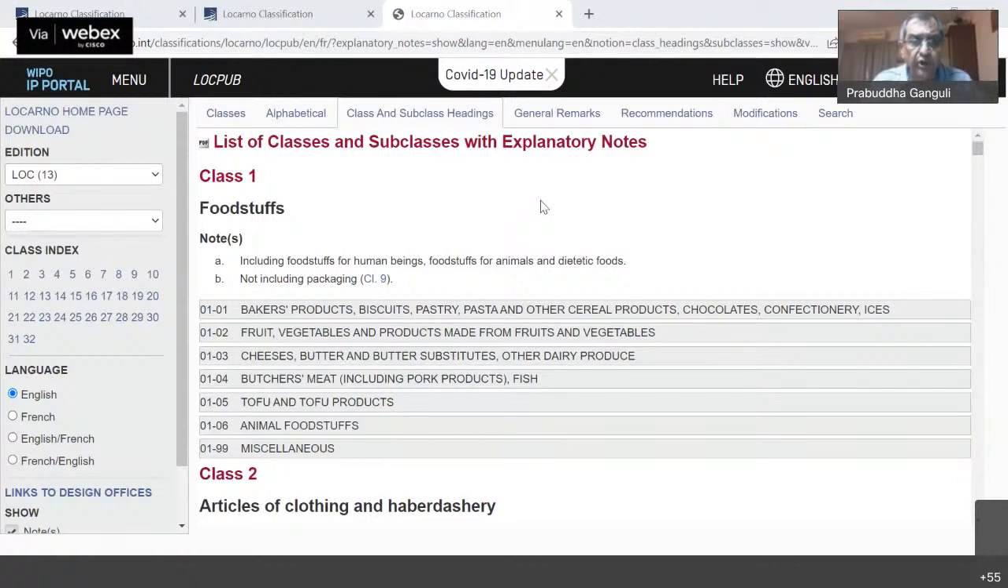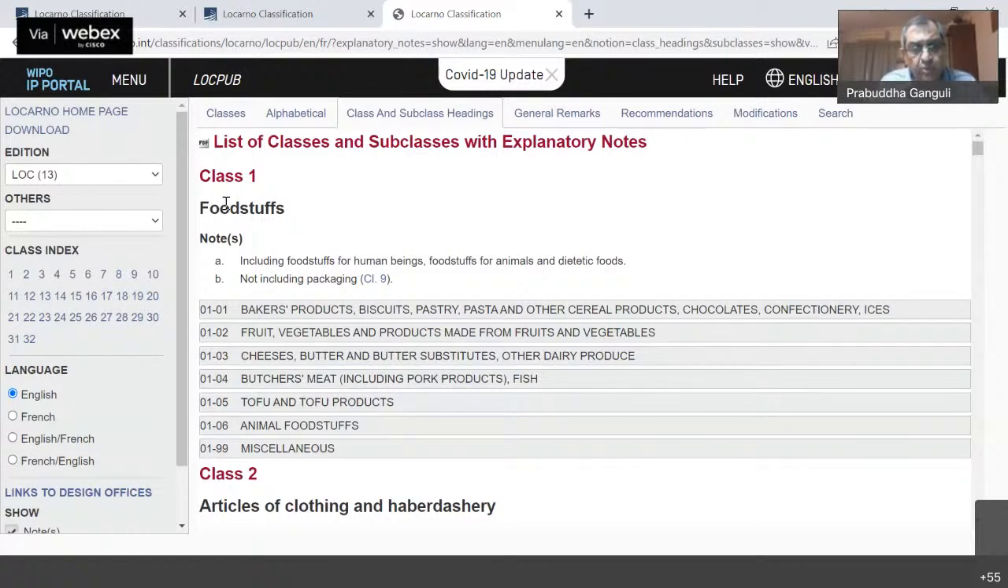Yes, sir. Good. So I just flipped onto what is known as the Locarno classification. If you put Locarno classification in the net, you'll come to this particular website. I will send you all the details. Now, when you come to this classification, you can see here that it gives you, on one side, the class index: 1, 2, 3, 4, 5, et cetera.